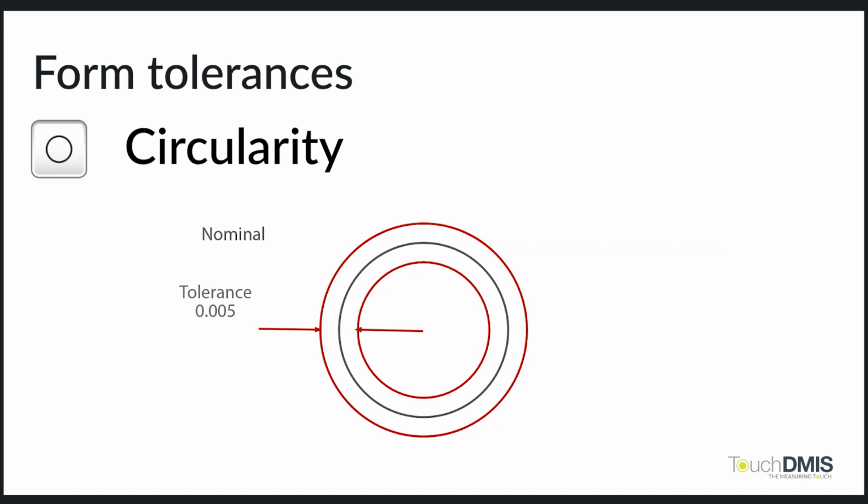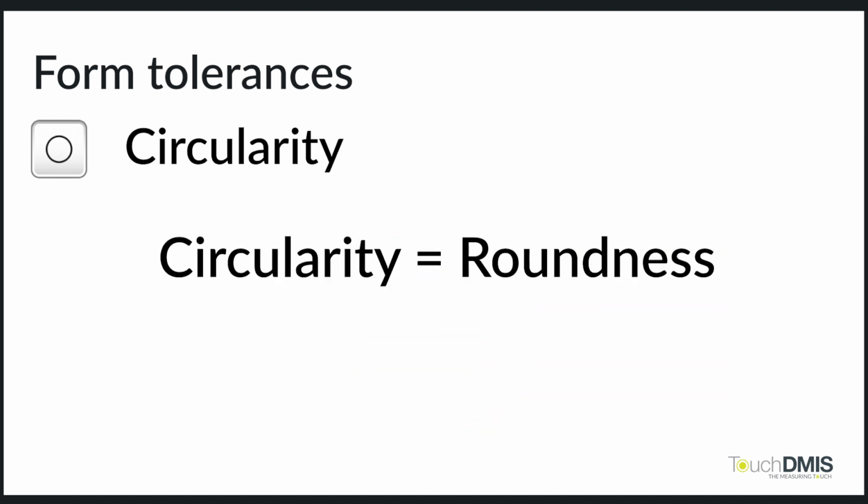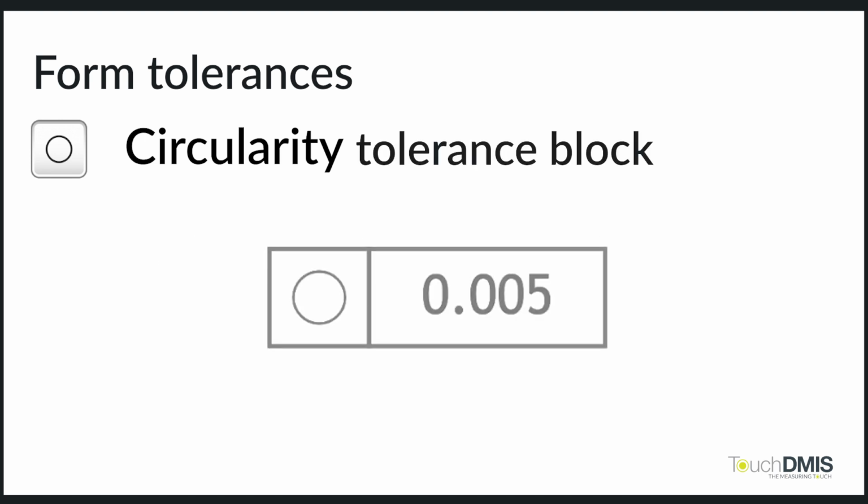Circularity controls the form of a circular feature. It has no control at all on the location or the size. The tolerance zone of circularity is defined by 2 concentric circles, one inner and one outer, into which all the points within the circular surface must fall. In GD&T, circularity is sometimes also referred to as roundness. A circularity tolerance block looks like this.